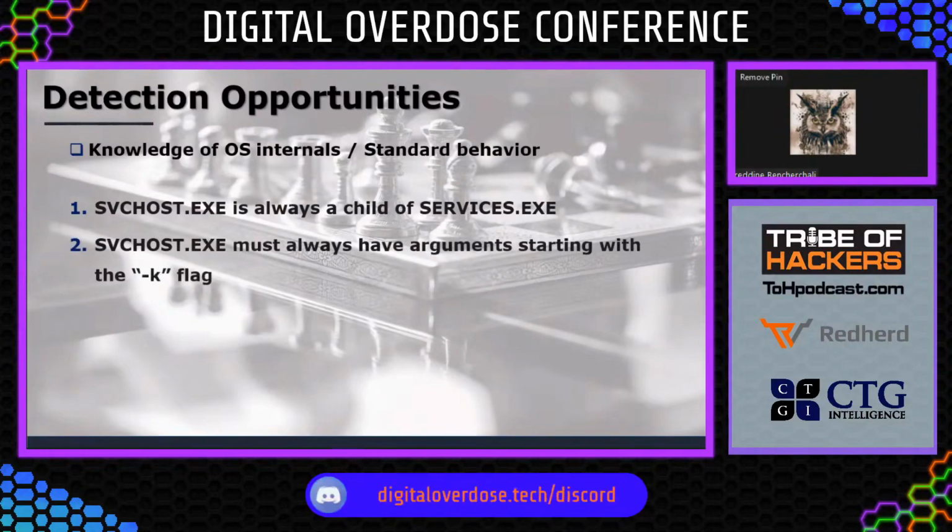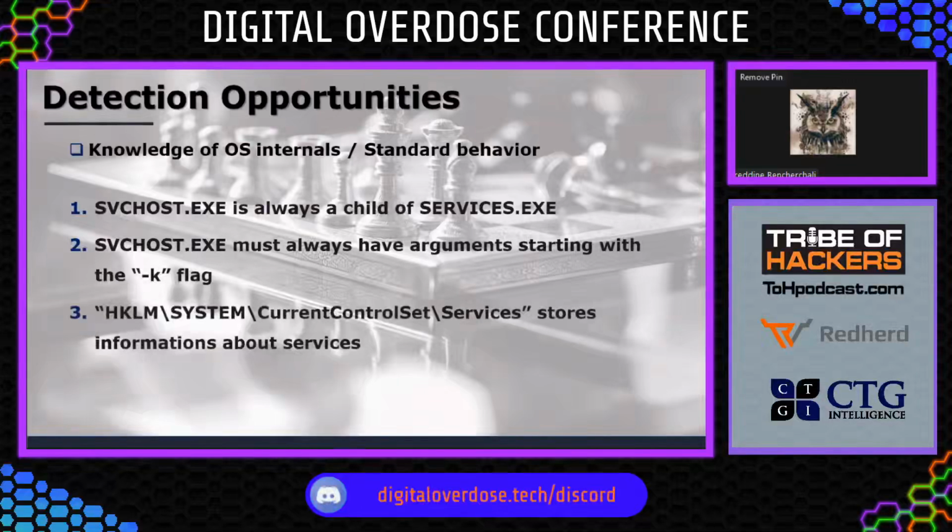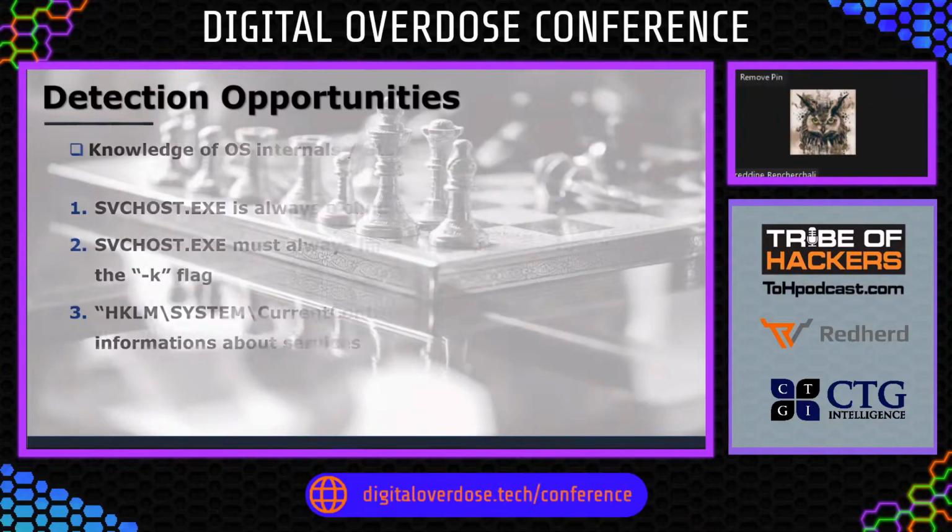So for example, let's say the attacker managed to spawn an svchost as a child of services.exe. If it does not contain the -k flag, it should raise some alarms. And finally, everything that follows the -k flag should be loaded from HKLM\System\CurrentControlSet\Services, or should be defined there at least. And that registry stores information about every service that is declared in the system.